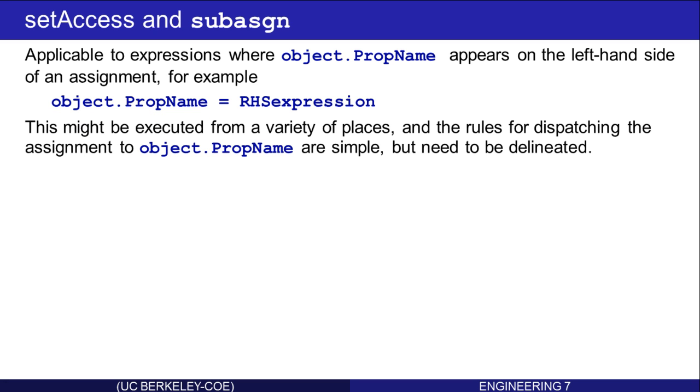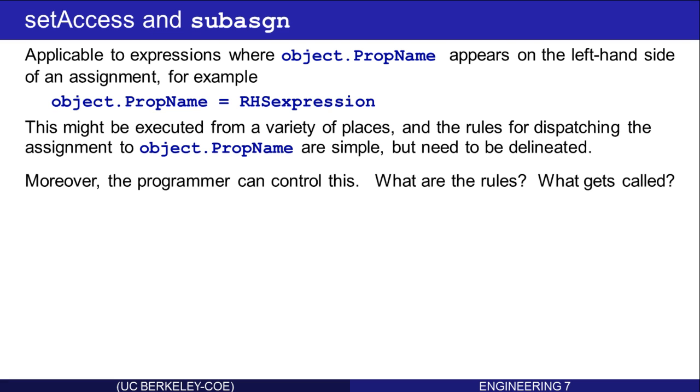object. Now, this assignment can be executed from a variety of places, and the rules for dispatching the assignment, in other words, what code is called, are simple, but they do need to be delineated. It's also true that the programmer can control how this occurs. So the question is, what are the rules and what gets called?